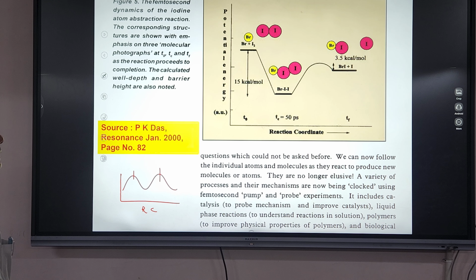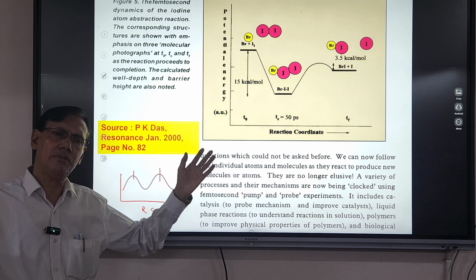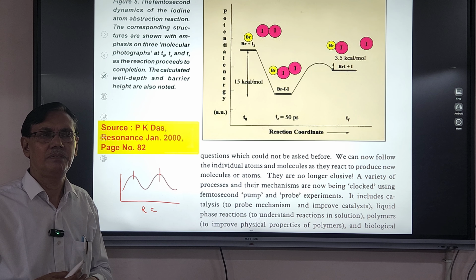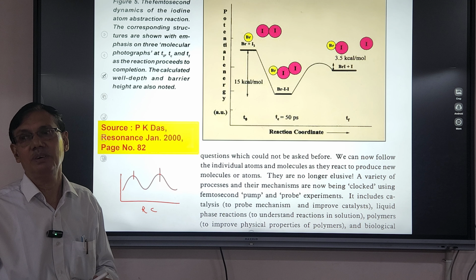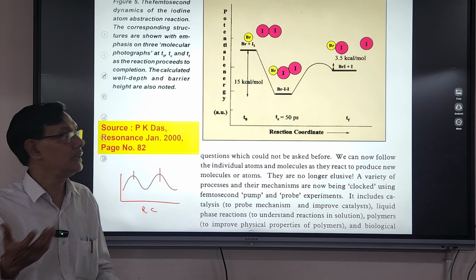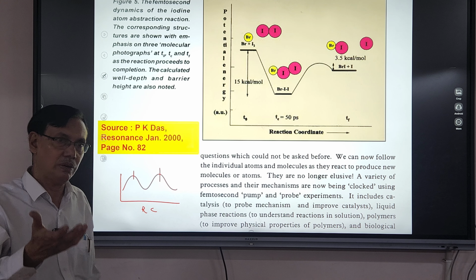And after this, we will discuss barrierless chemical reactions. You will be surprised that in most of the ultrafast and very fast techniques, the energy of activation is negative. So there is no barrier. So that is called the barrierless chemical reactions. That is in your course.